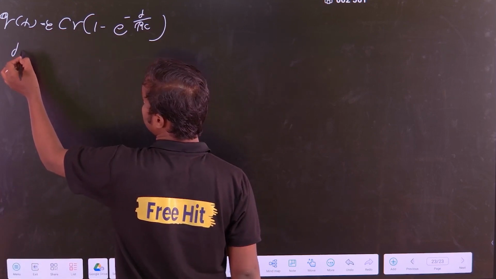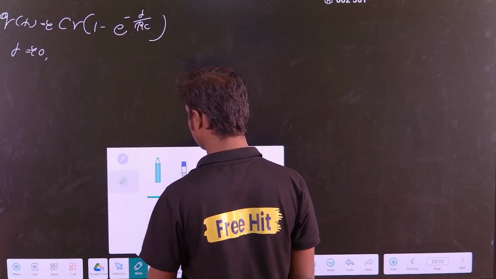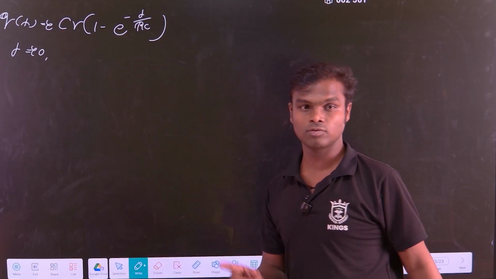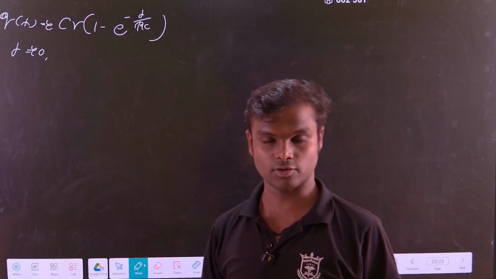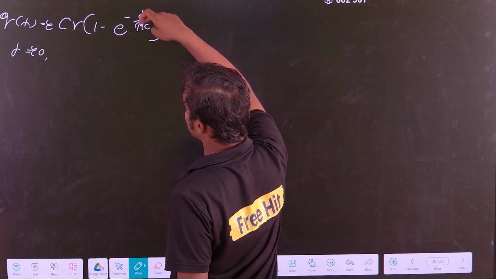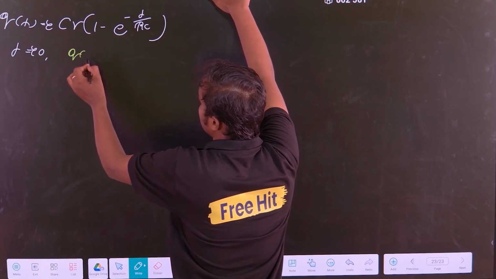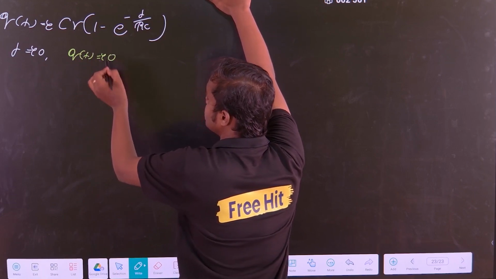Basically what we know, let's take time t equal to 0. At time t equal to 0, can you tell me what is the charge? We know at the initial time the capacitor is not charged, so initially the charge should be 0. So let's put t equal to 0 here, this will become 1. So what is the charge you are getting? Q of t you are getting as 0. That means it is correct.